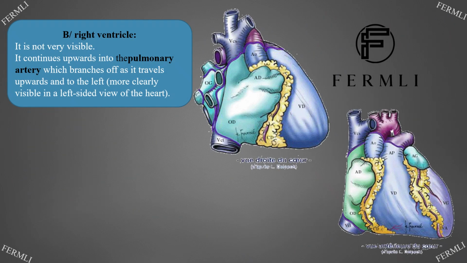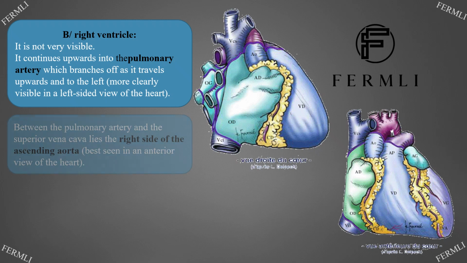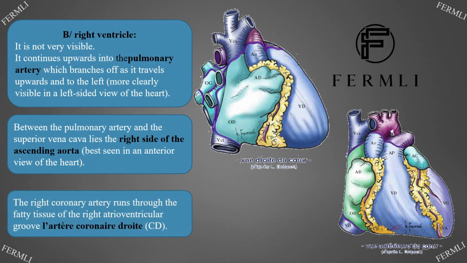The right ventricle is not very visible. It continues upwards into the pulmonary artery, which branches off as it travels upwards, and to the left, more clearly visible in a left-sided view of the heart. Between the pulmonary artery and the superior vena cava lies the right side of the ascending aorta, best seen in an anterior view of the heart. The right coronary artery, RCA, runs through the fatty tissue of the right atrioventricular groove.